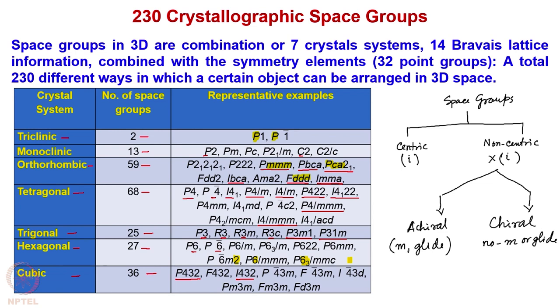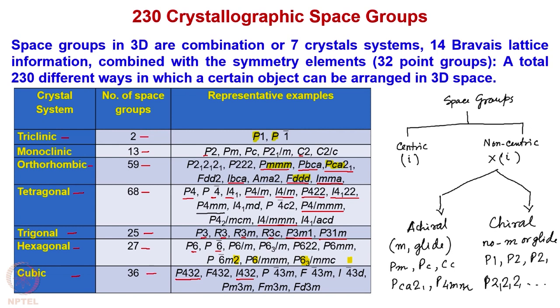So examples of non-centrosymmetric but achiral space groups are Pm, Pc, Cc, Pca21, P4mm, that are present here. But the chiral space groups are P1, P2, P21, P212121, and so on, which do not have any mirror plane in them.